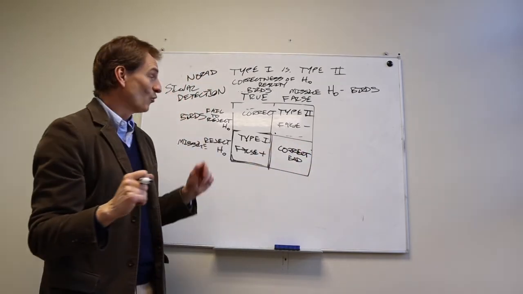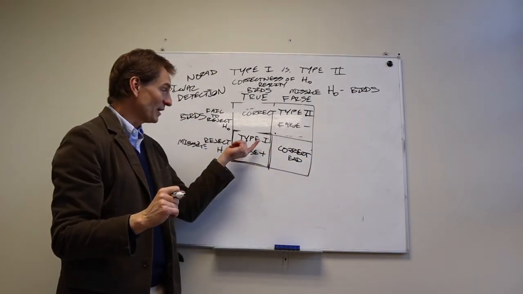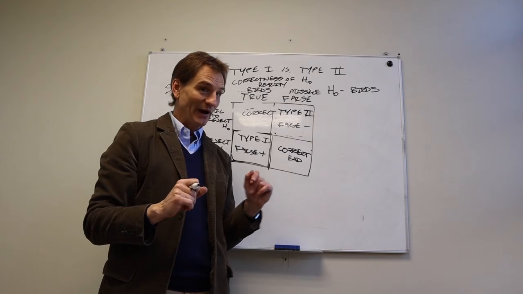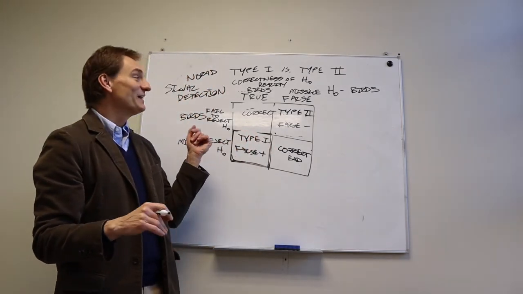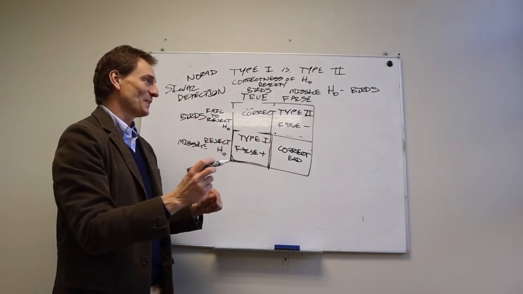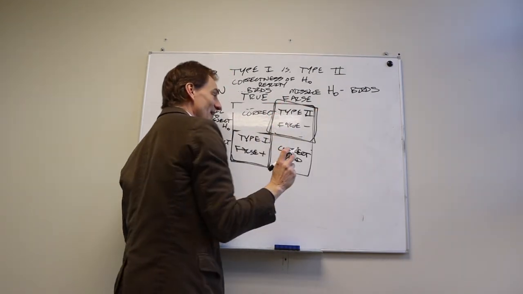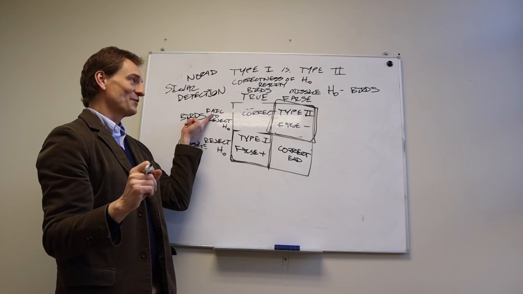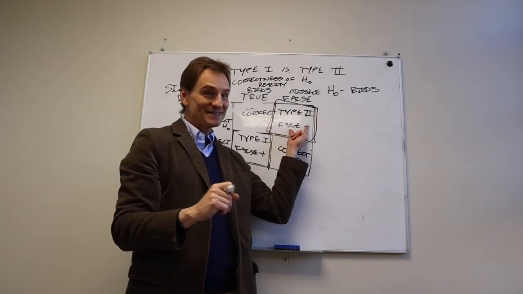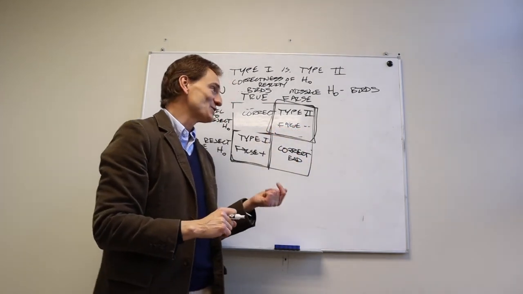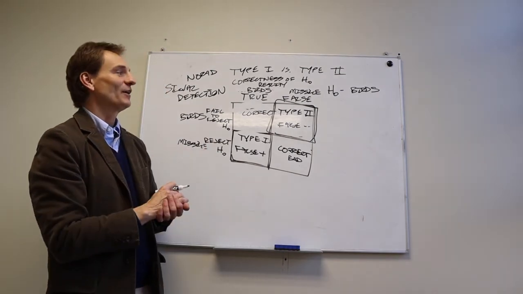Here's the question. What is it worse to do? Make a type 1 error or a type 2 error? Well, in this case, there's no real question about it. It's worse to make a type 2 error because you're thinking everything's fine and really it's an upcoming disaster. And so you're completely caught unawares.